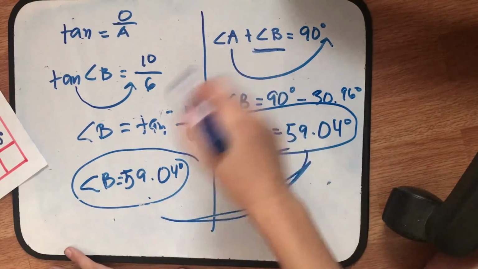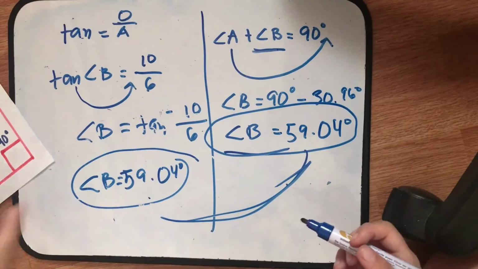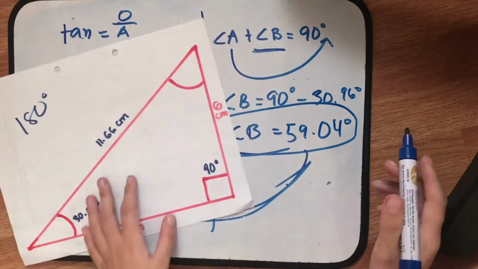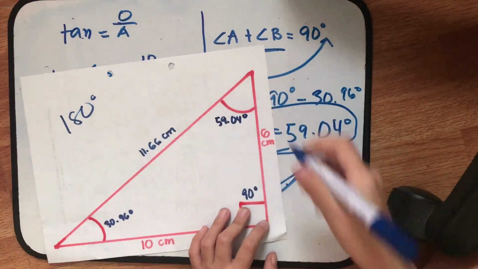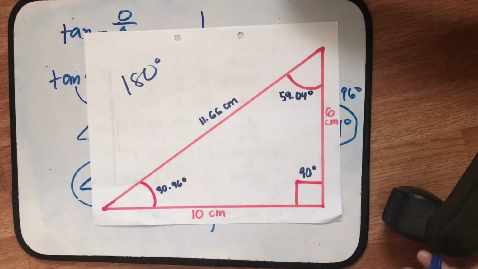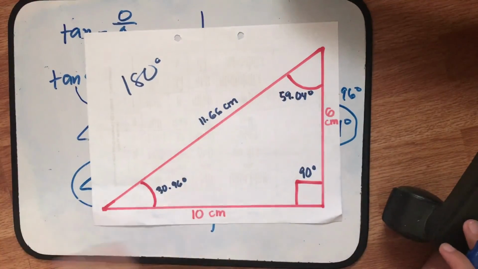You can choose either of these methods. Input the value. Now to input the value of angle B, 59.04 degrees. So now we have a complete right triangle with all their values or measurements.